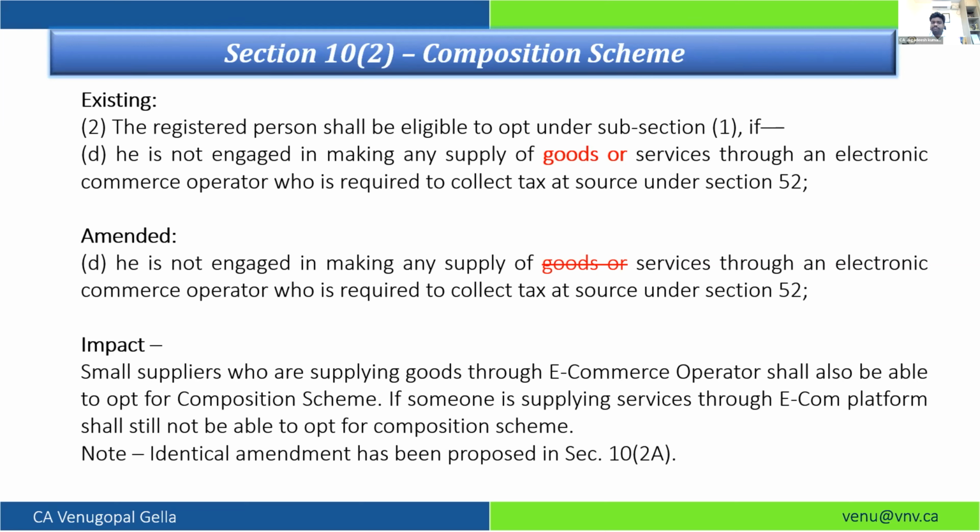The first amendment relates to the composition scheme. Section 10 deals with the composition scheme. So as you all know, small taxpayers whose turnover is up to 1.5 crores can opt for the composition scheme, subject to certain conditions and restrictions. One such condition is that the taxpayer shall not make the supply of goods or services to the e-commerce operator. So if we make supplies through the e-commerce operator, then he is not eligible to opt for the composition scheme. But now the amendment made in section 10 is that they have removed the word goods. So now even the taxpayer who is supplying goods through the e-commerce operator can opt for the composition scheme. Still, the restriction on suppliers of services through the e-commerce operator is there.